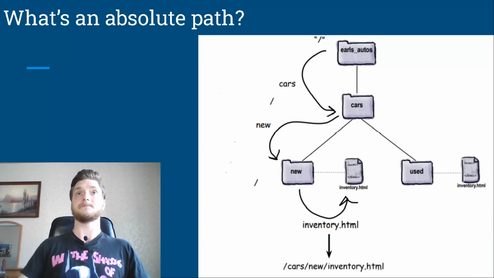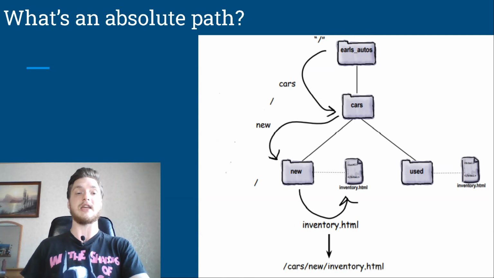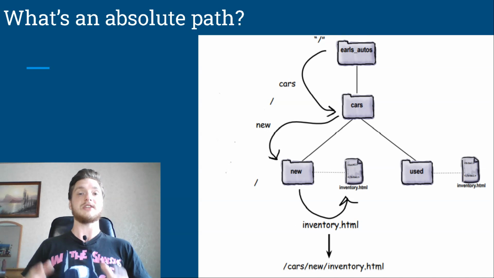What's an absolute path? The last time we talked about paths, we were writing HTML to make links with the a element. The path we're going to look at now is the absolute path part of the URL, the last part that comes after the protocol, HTTP, and the website name, starbucks.coffee.com. An absolute path tells the server how to get from your root folder to a particular page or file. Take Earl's auto site, for example.